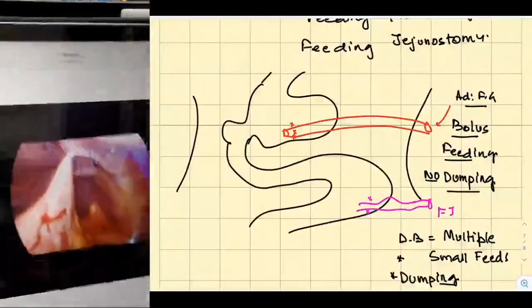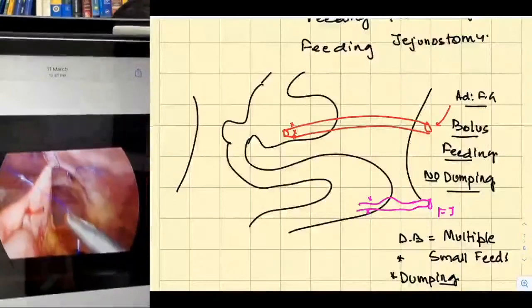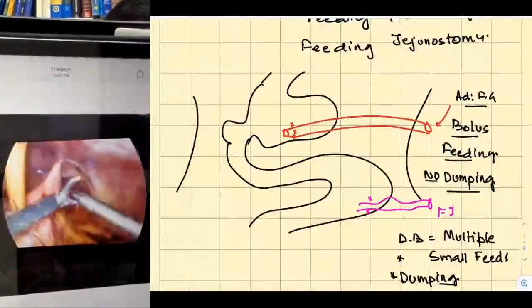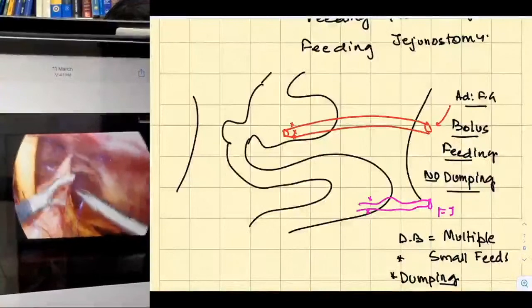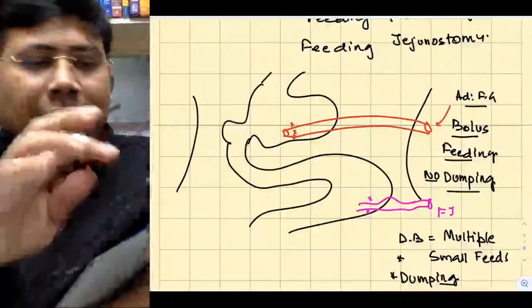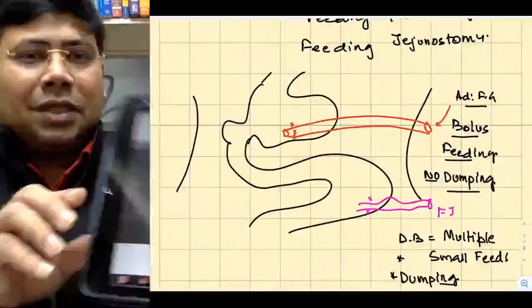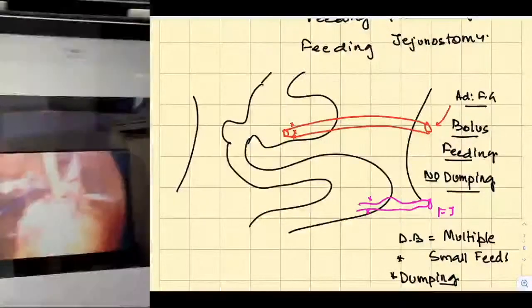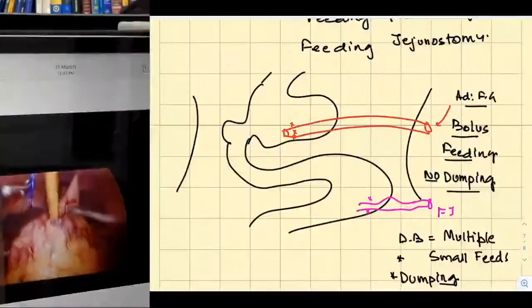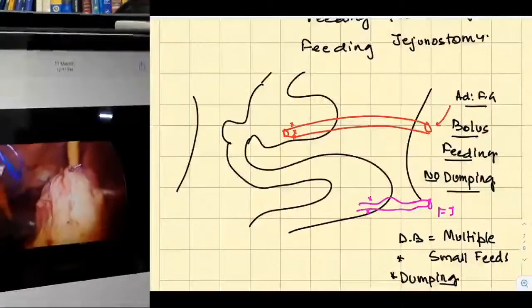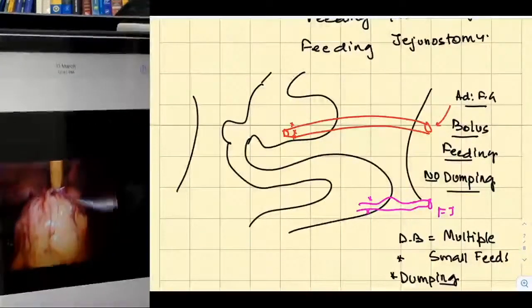Can you see? It has been fixed. Now the stomach has been fixed with the abdominal wall. Already the tube is there. Ultimately, I will show you a leak test also. So this is the final view of the surgery. Can you see, this is the tube, a tube is there, the stomach has been fixed.